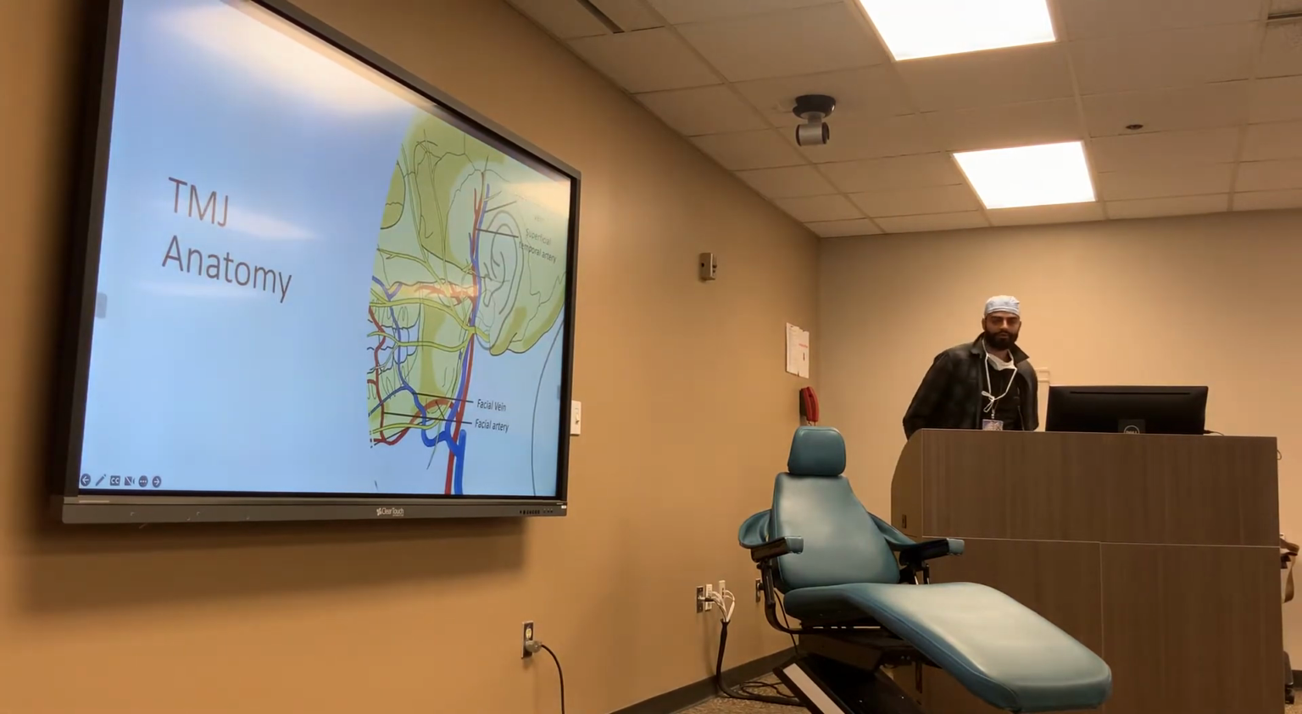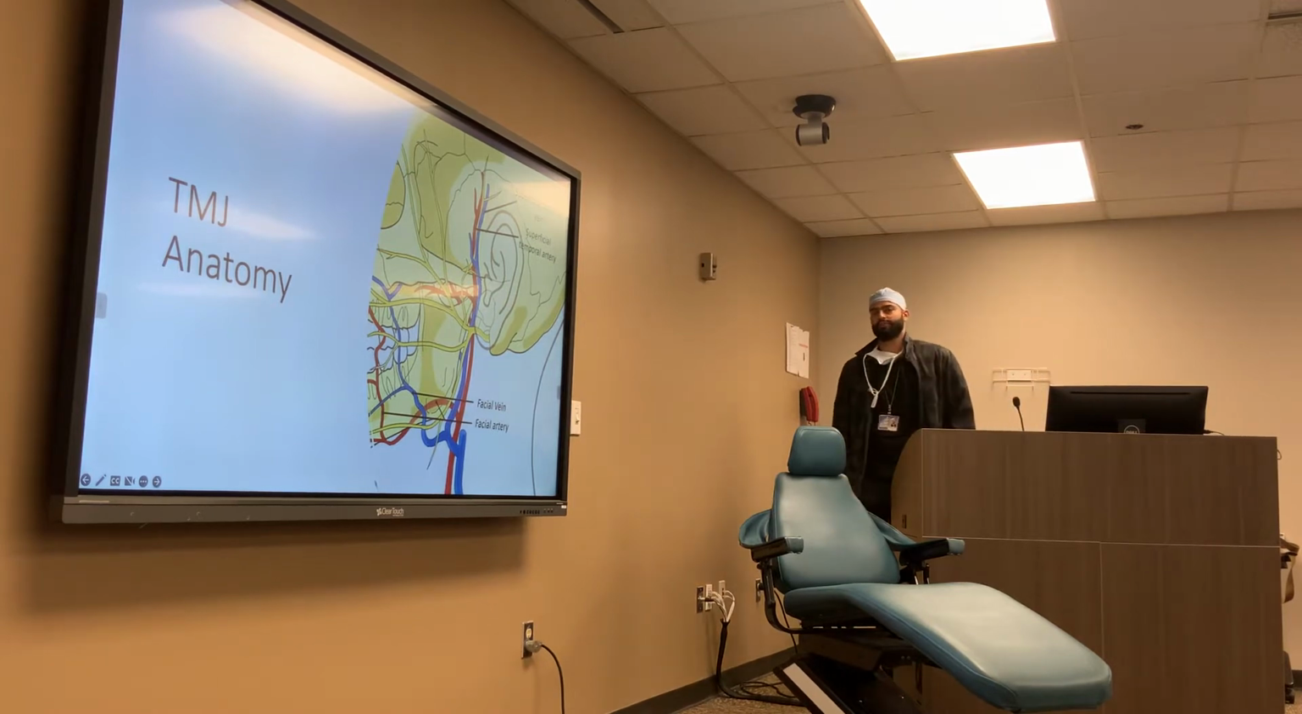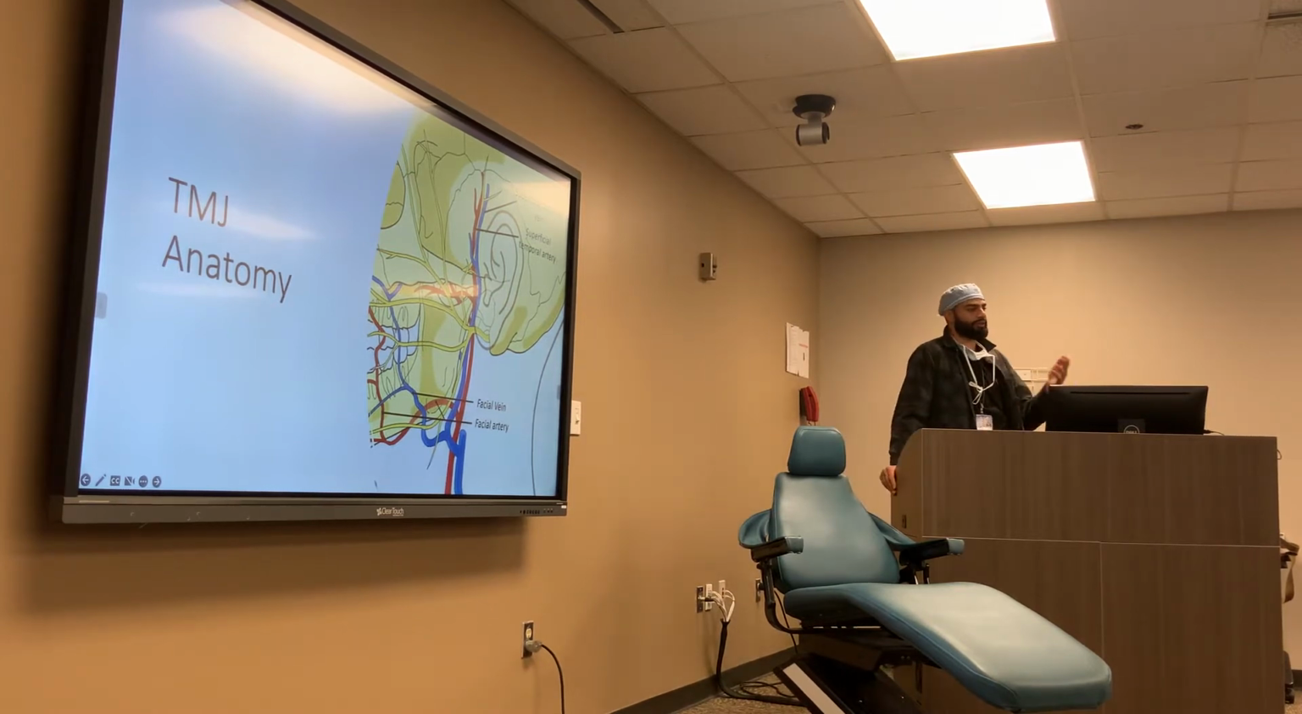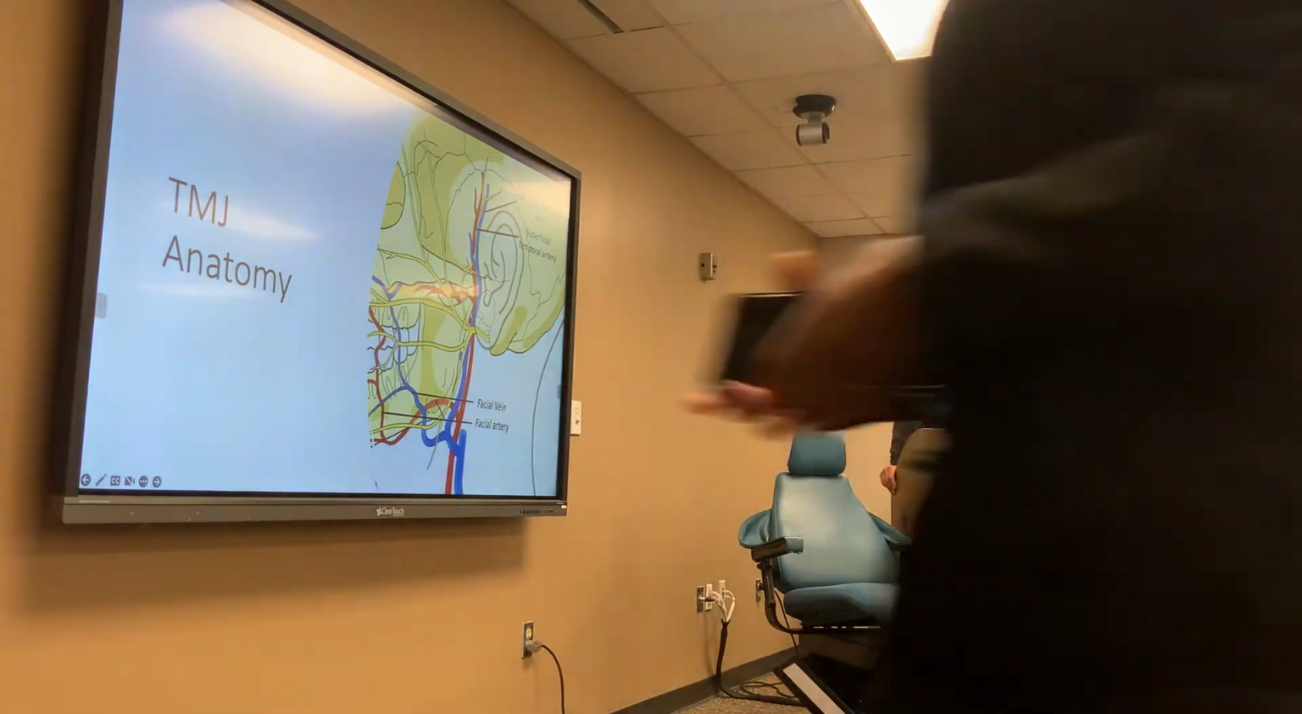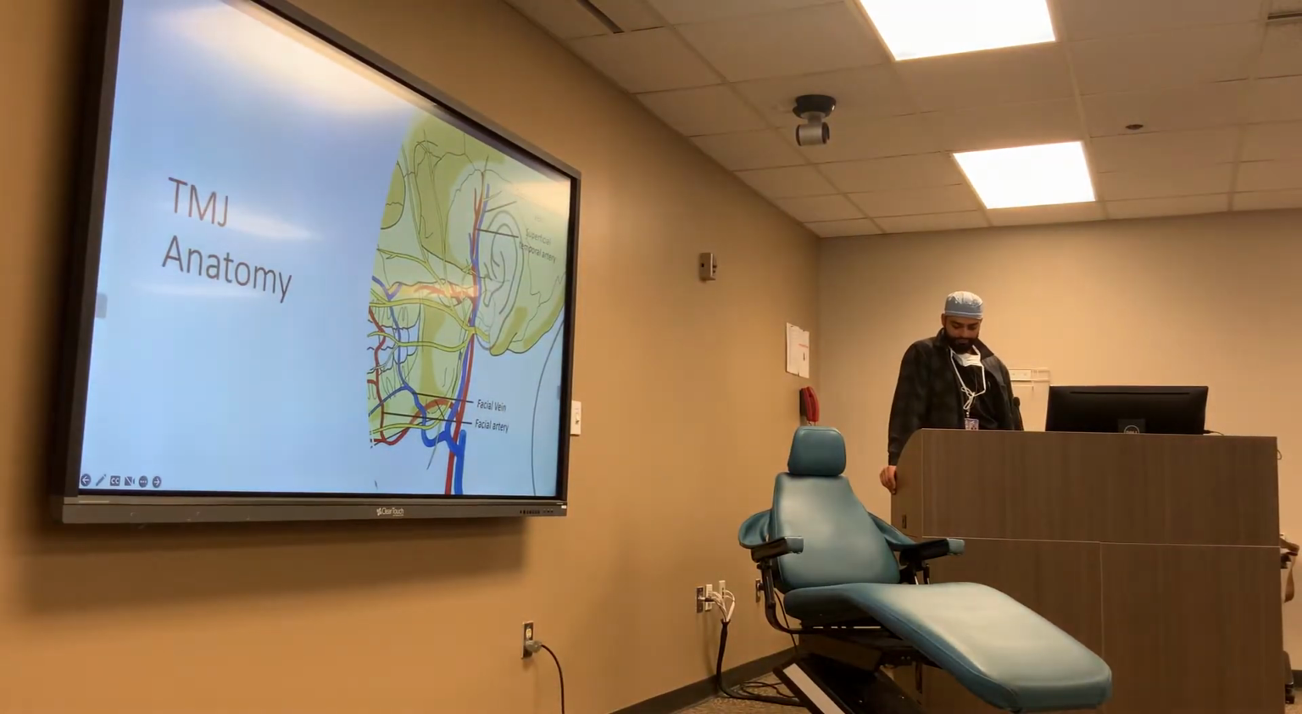And then here, I want to make sure you guys are familiar with, like I said, the anatomy of this joint. That way when you're seeing a patient that has problems, you have a basic idea of what's going on, right? So just like we talked about the muscles, it's important to talk about what blood supply helps with the TMJ. As you guys can see here, there's the superficial temporal artery and the superficial temporal vein.